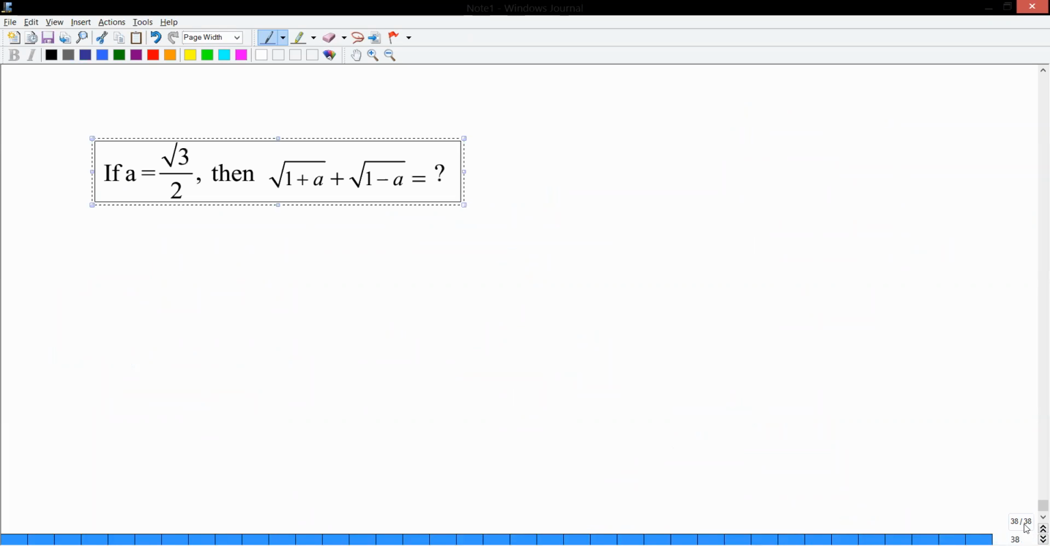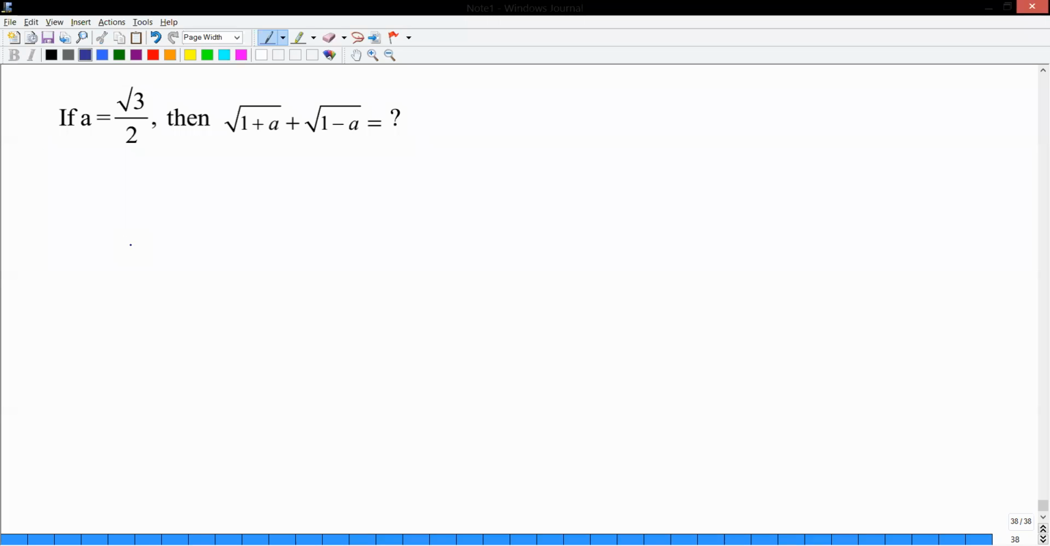Hope you understood that. If A is equal to root 3 by 2, then 1 by root of 1 plus A plus root of 1 minus A. This has been asked in so many exams. It's very important, and it's very important you remember its value.